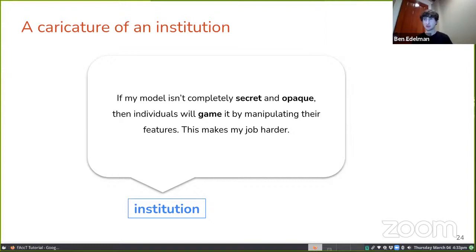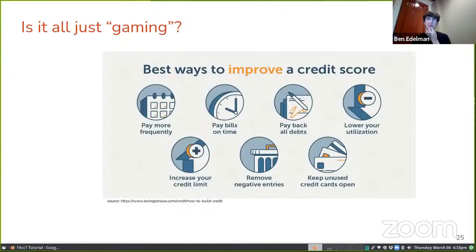So in particular, let's look at this example. I have here a graphic that I found on a random website. There are many of these on the internet that tell you various ways you can increase your credit score by taking strategic actions in response to the classifier. Now, we know how to do this because the credit scoring agencies have released at least some information about how their scoring rules work, partially in response to regulations.